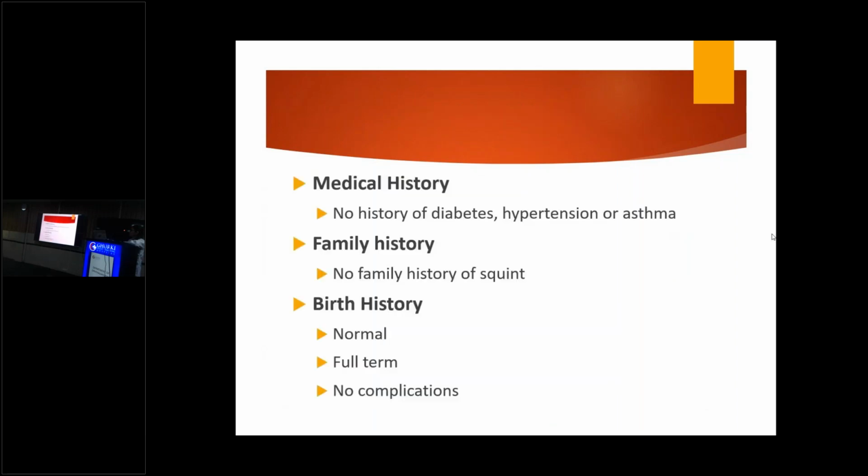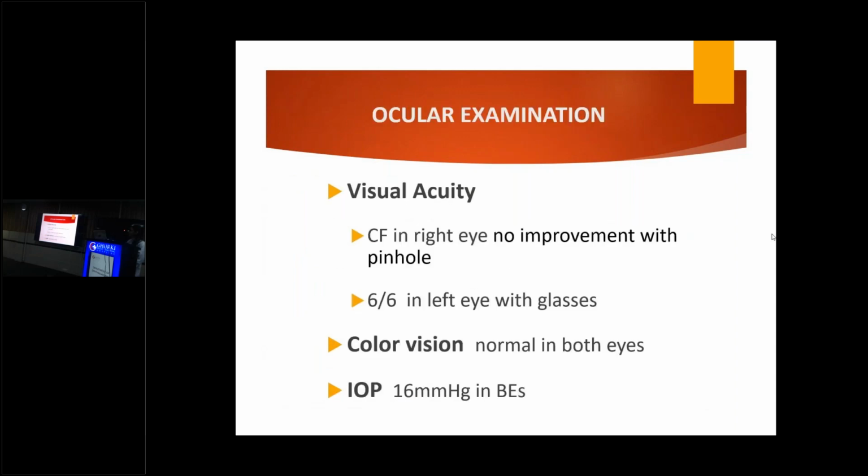In the medical history, she had no diabetes, hypertension, or asthma. In the family history, the patient had no family history of squint. Her birth history was also completely normal. Coming to the ocular examination, the visual acuity was 6 by 6 in the left eye with glasses, whereas it was counting fingers in the right eye with no improvement with pinhole.